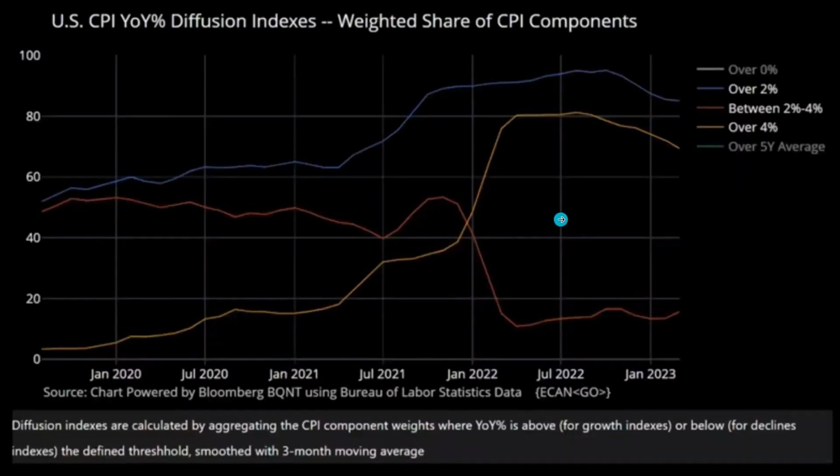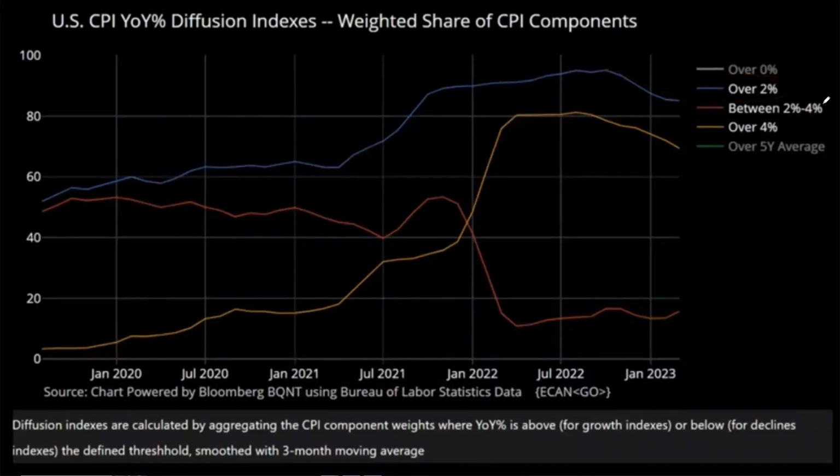Now, this is another thing that's been pumping the market right here. This is CPI again. And what you're looking at is the year-over-year diffusion indexes, and it's the weighted share of CPI components. So basically, just to break that down for you guys some more, the things that weigh over 2%, you can see that those are declining a little bit more.